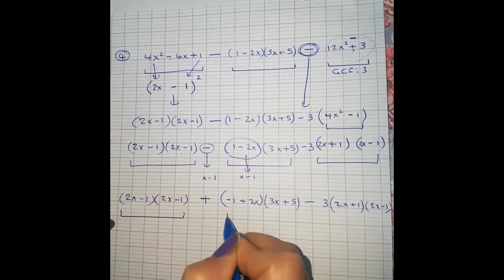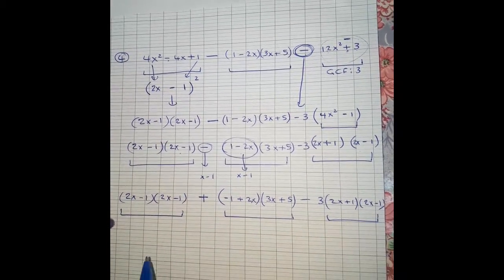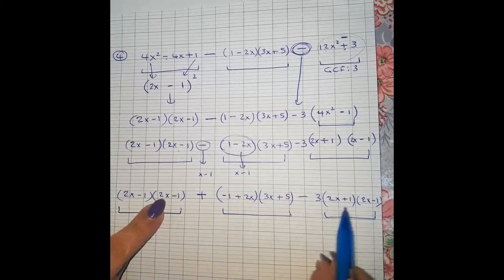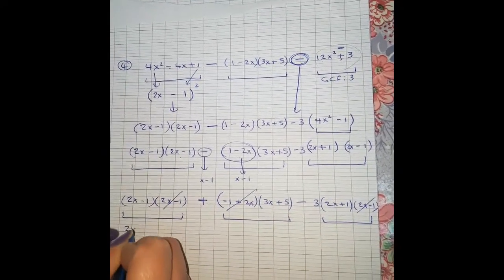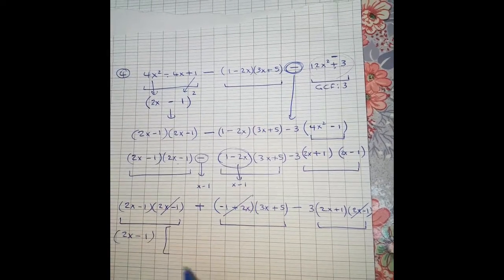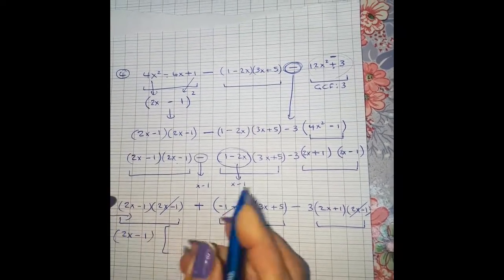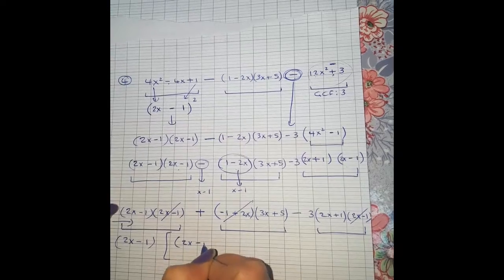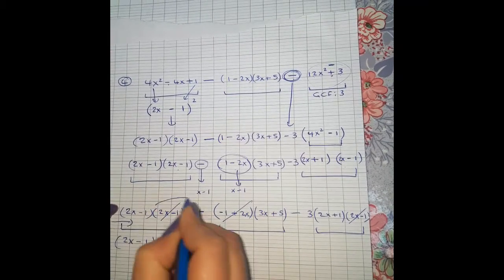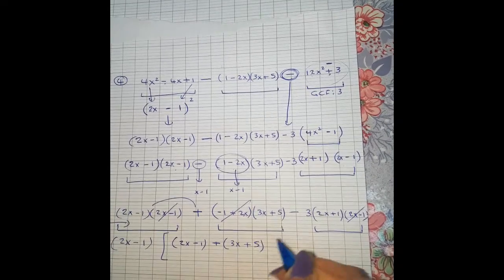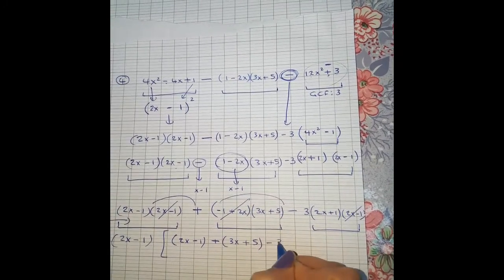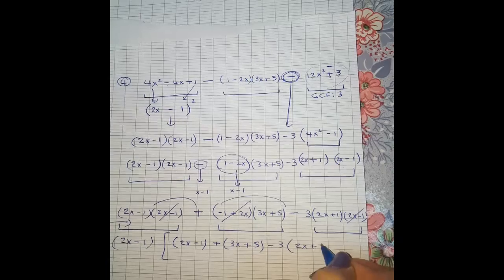3 parts. I need 3 parentheses. 2x minus 1, 2x minus 1, 2x minus 1. Bring it down as 1. Open a big bracket. Start off from left to right. I have a parenthesis, 2x minus 1. I jump to the plus sign. I have a parenthesis, 3x plus 5. I jump to the negative sign, 3, and I have a 2x plus 1.